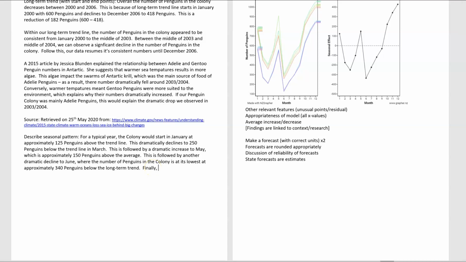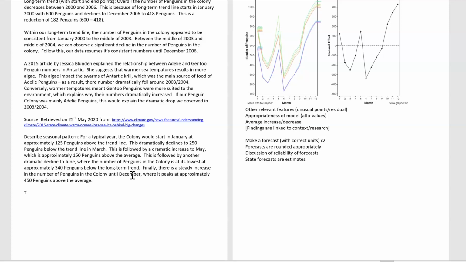And then finally, there is a steady increase in the number of penguins in the colony. And what I'm referring to here is this was our lowest point June, and it basically goes all the way up until December. And that looks like it's about 450 above the trend line. So finally, there is a steady increase in the number of penguins in the colony until December, where it peaks at approximately 450 penguins above the average.